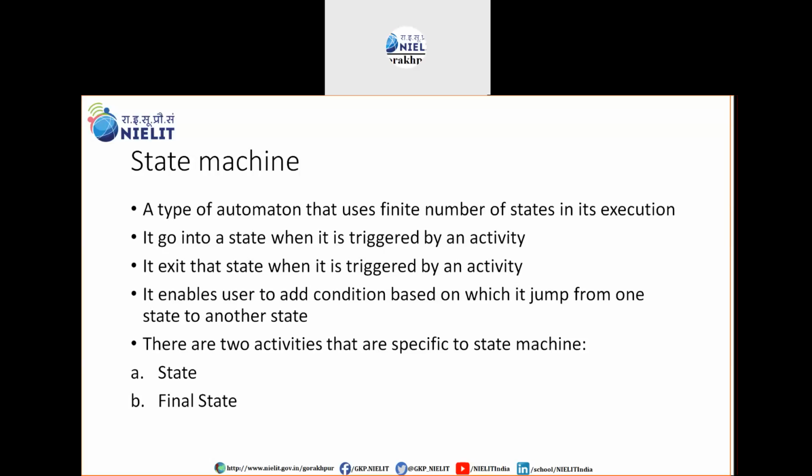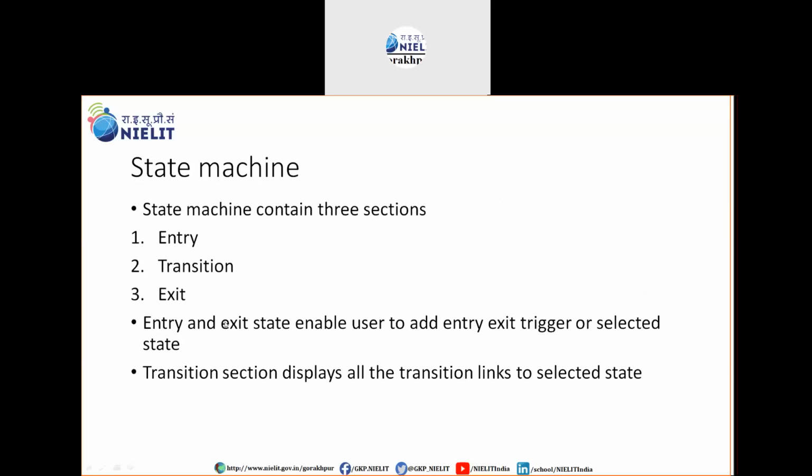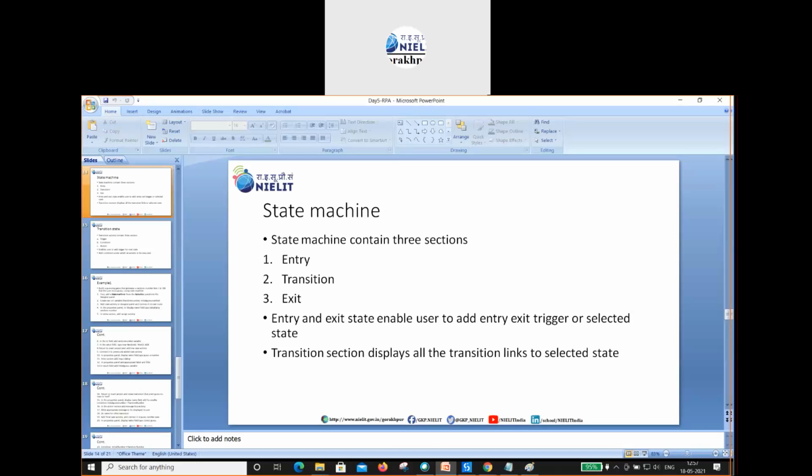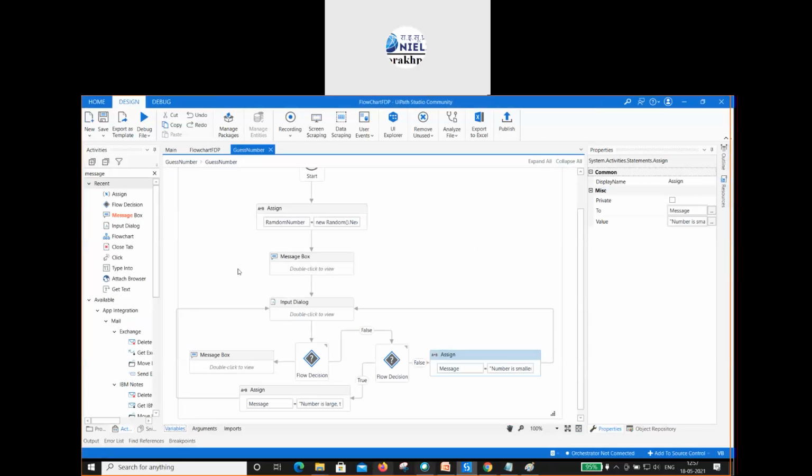So let's start with state machine. State machine contains three sections, that is entry, transition, and exit. I will explain it to you by using UiPath.